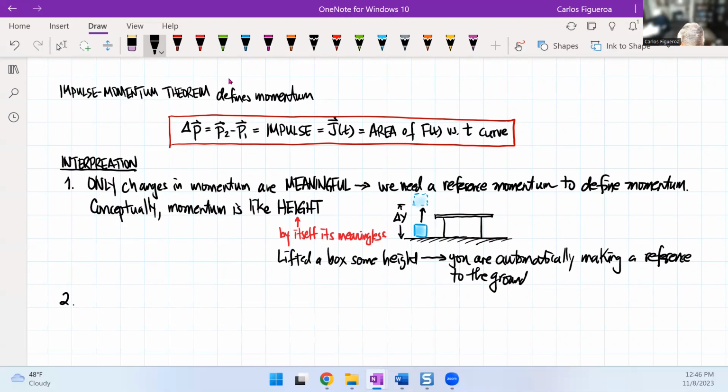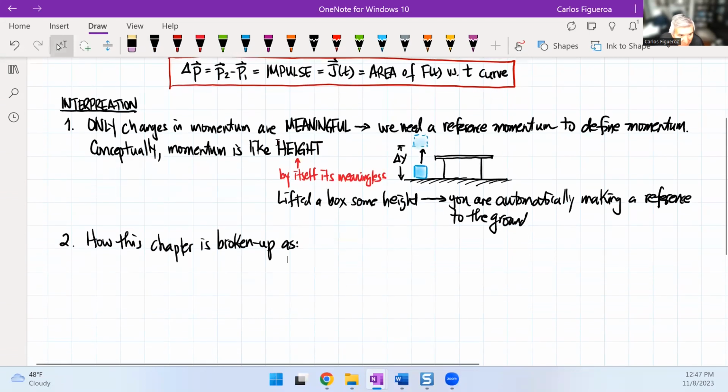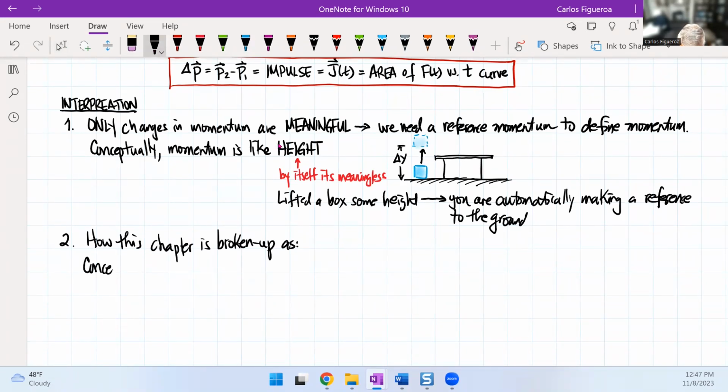So if we now look at how this chapter is broken up, you're going to see that everything revolves around the impulse momentum theorem. So conceptually, with bar diagrams, we write the impulse momentum theorem like this.